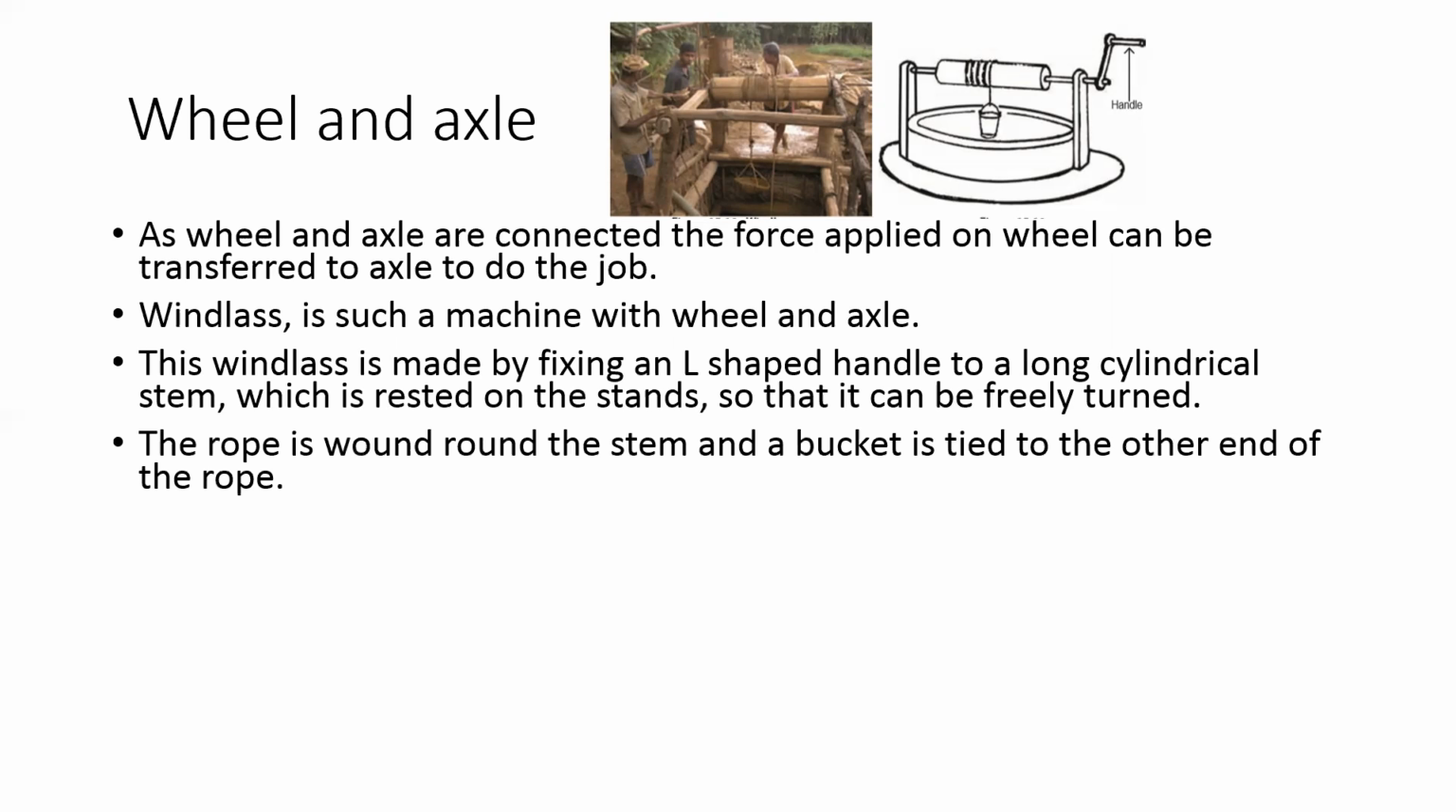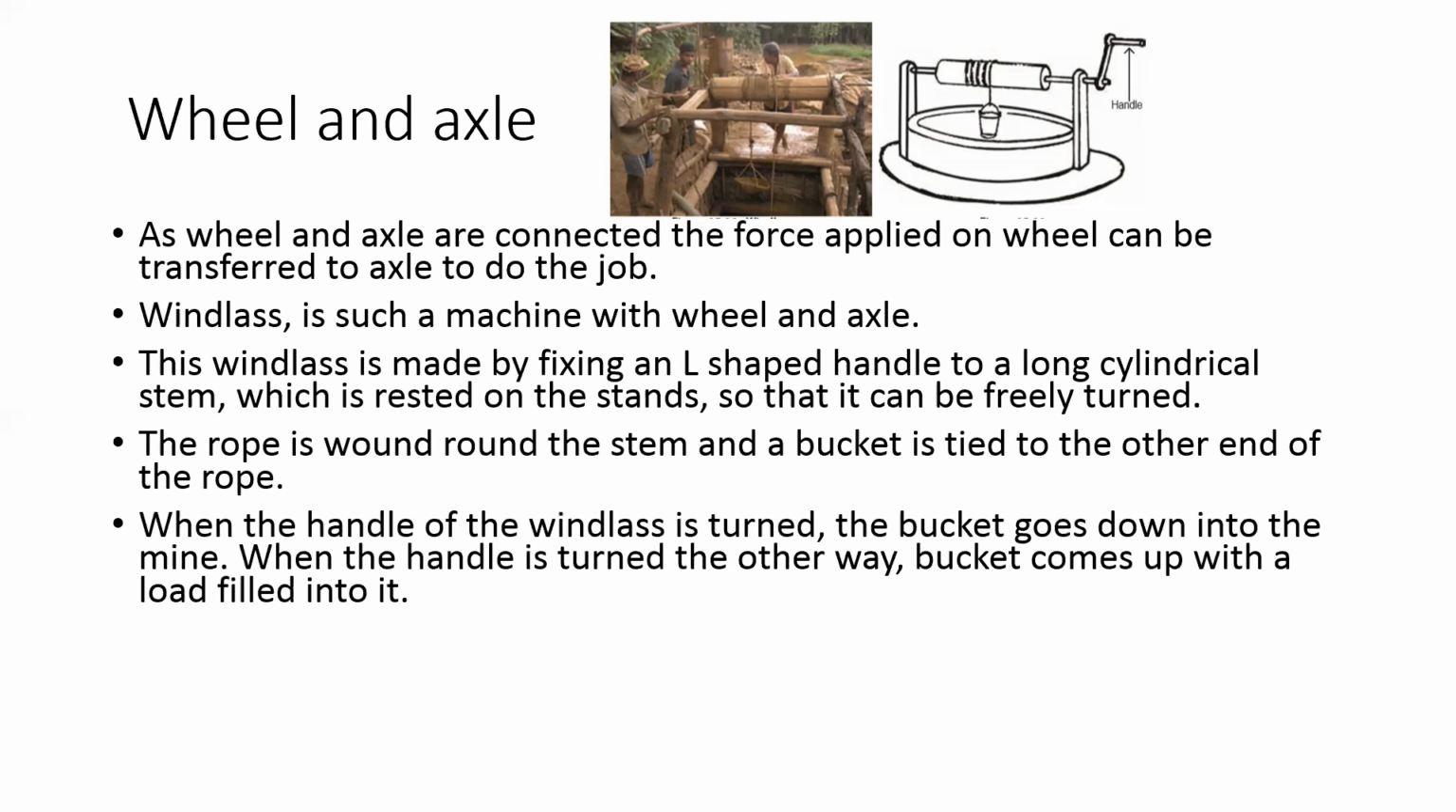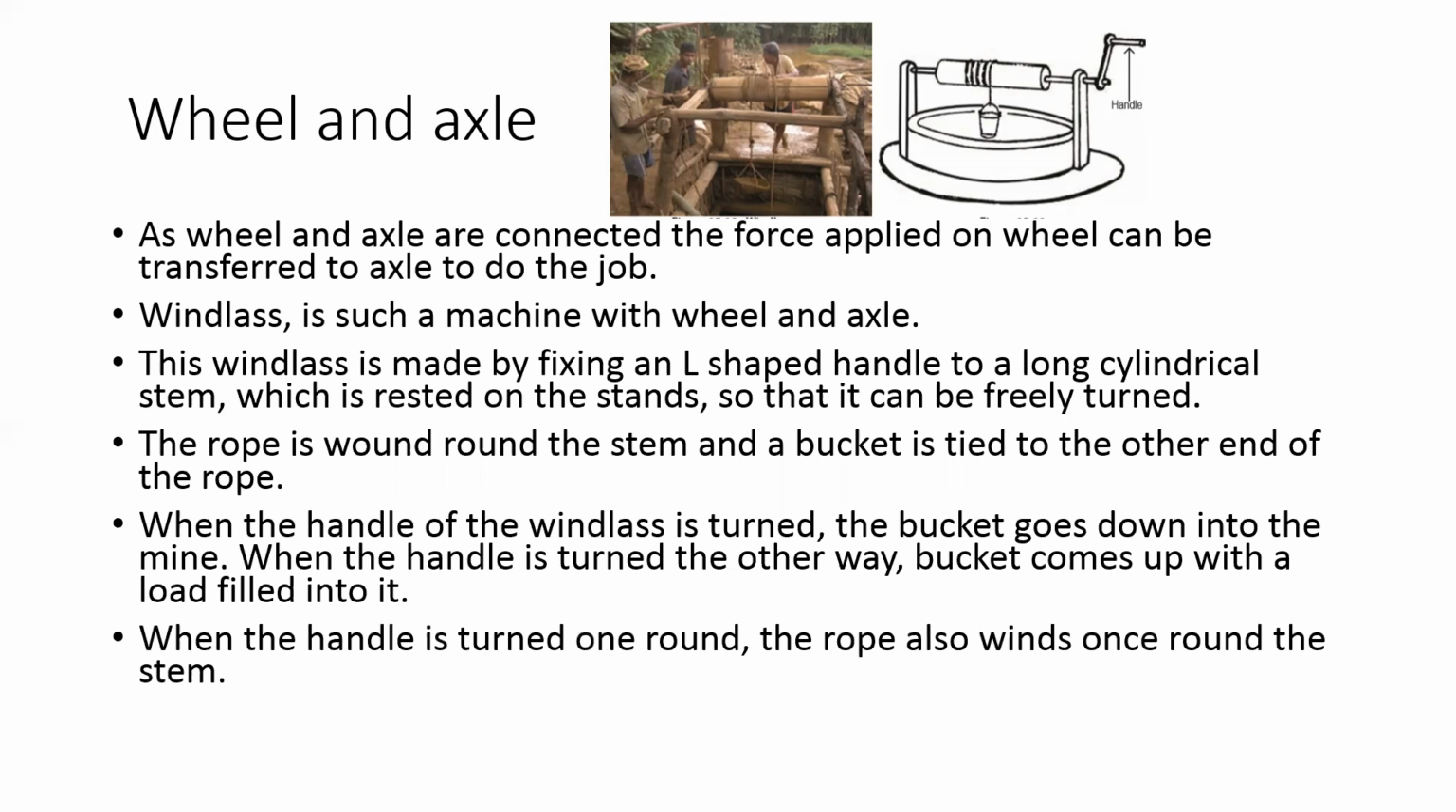The rope is wound round the stem and a bucket is tied to the other end of the rope. When the handle of the windlass is turned, the bucket goes down into the mine. When the handle is turned the other way, the bucket comes up with the load filled into it. When the handle is turned once round, the rope also winds once round the stem.